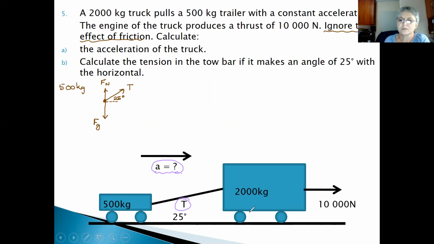For the 2,000 kilogram object, we have tension in the opposite direction, downwards to the left, and it will make an angle of 25 degrees to the horizontal. The weight is downwards, Fg. The normal force is up, Fn, and there is an applied force to the right of 10,000 newtons.